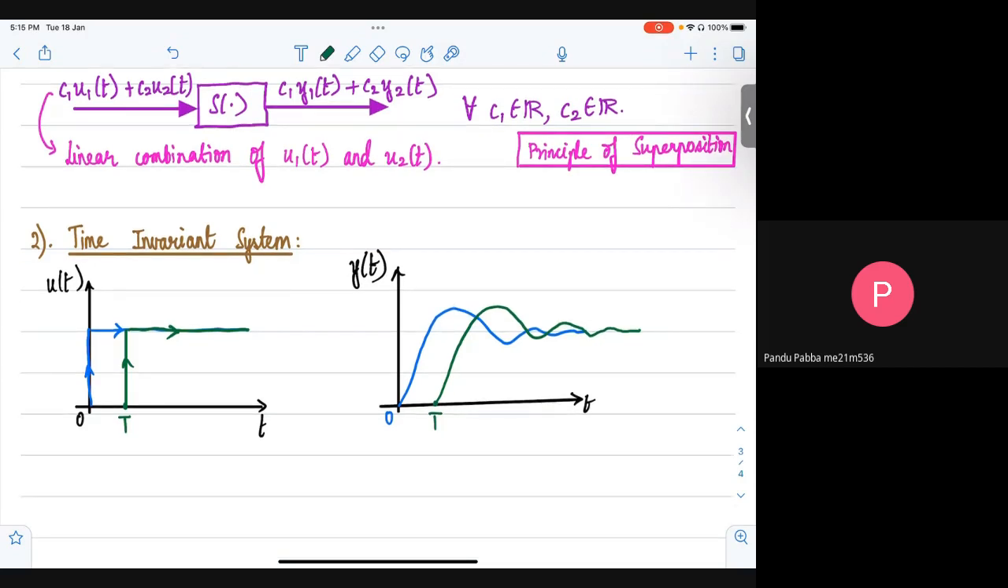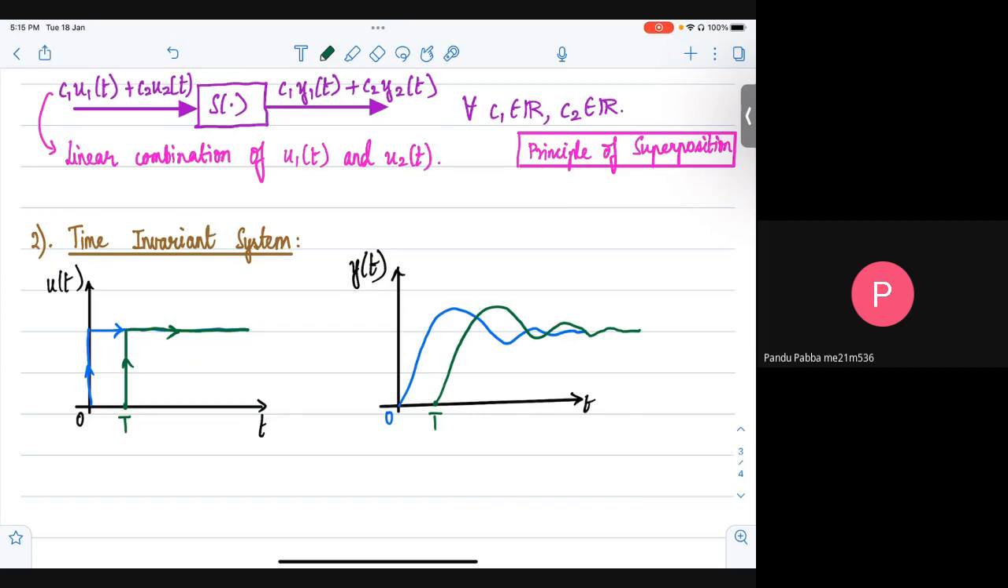In other words, the response characteristics of the system do not change with time. You provide the same input today, you will get some output. You provide the same input tomorrow to the same system, you get the same output. So that is the notion of time invariance.